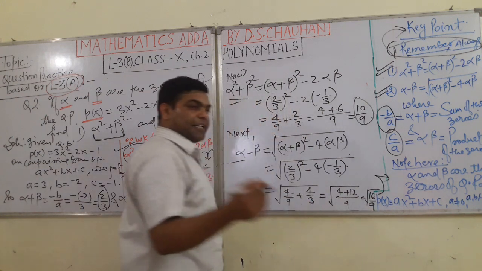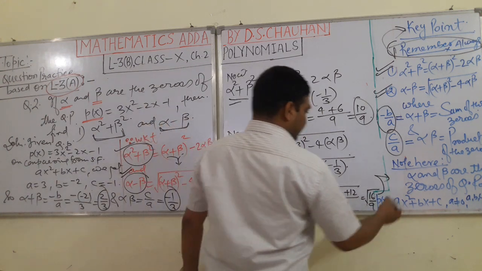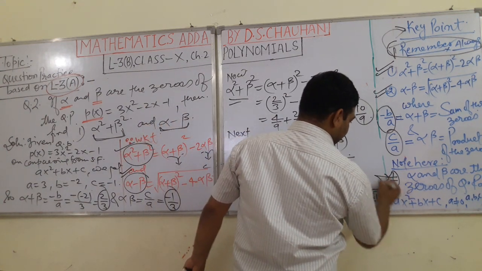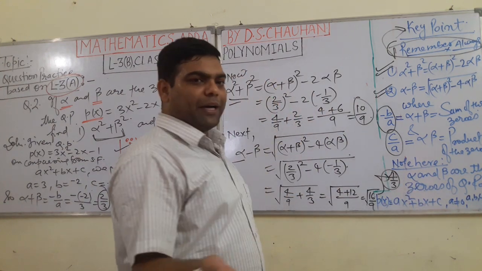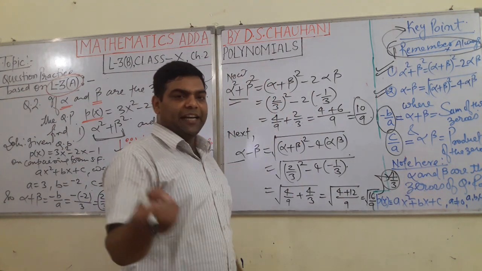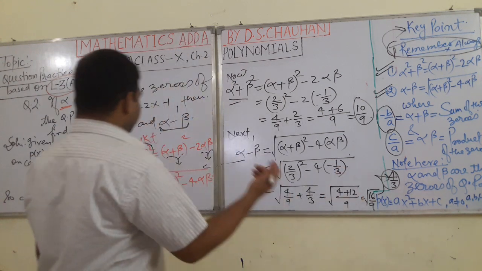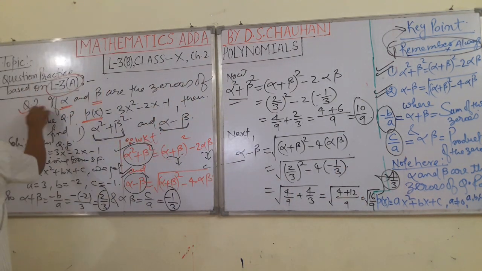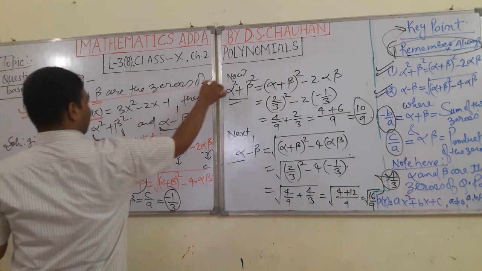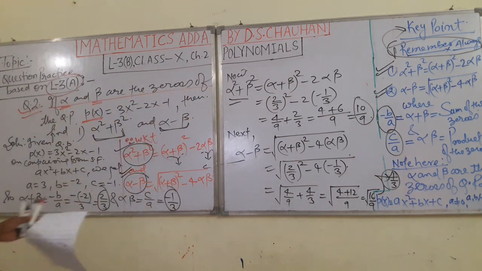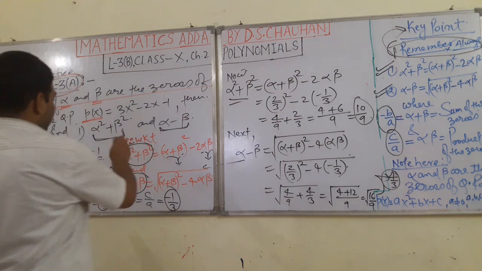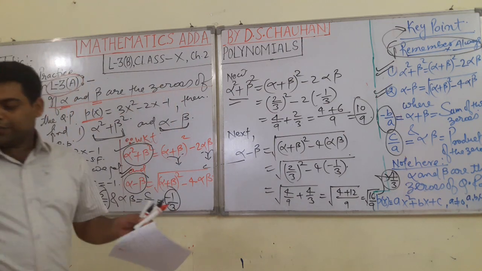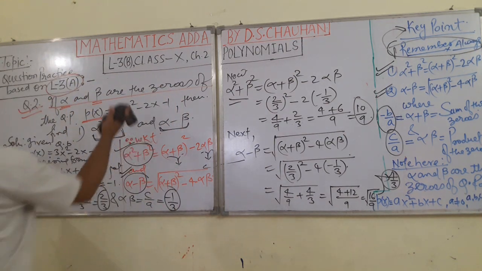Further, what could it be here? 16 by 9 is the perfect square of 4 by 3. So we get 4 by 3. You can write plus 4 by 3 as well as minus 4 by 3, it is up to you. In this way, students, you have seen how easily we are able to solve such a type of problem. Okay, well students, now take some more problems based on this topic. Try to understand.